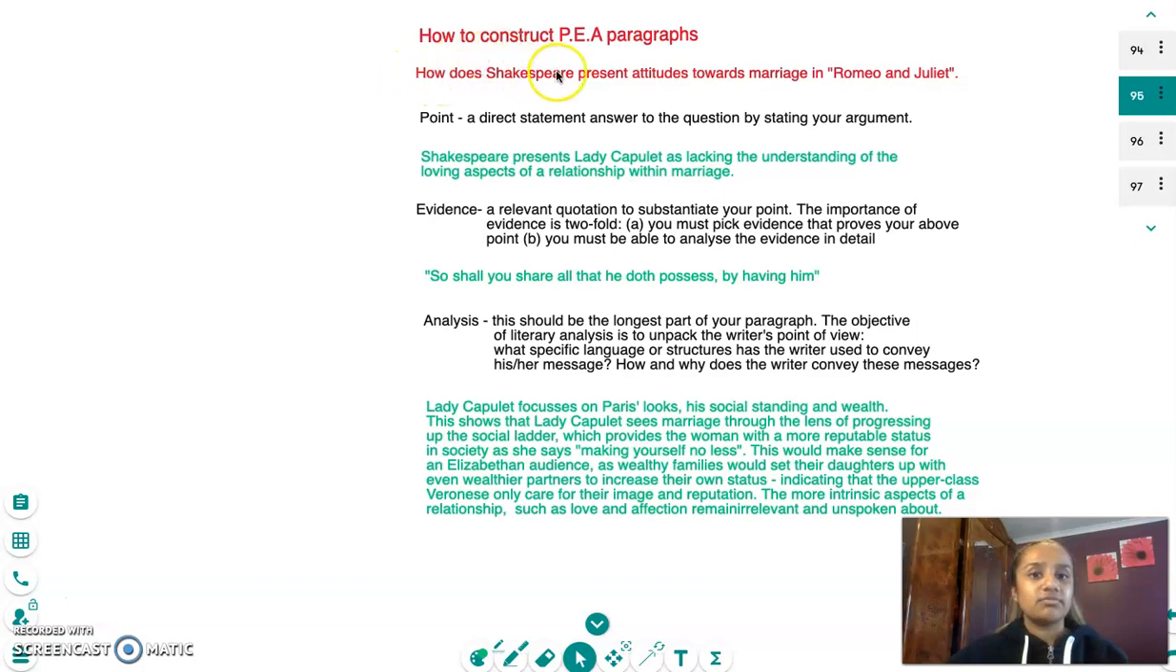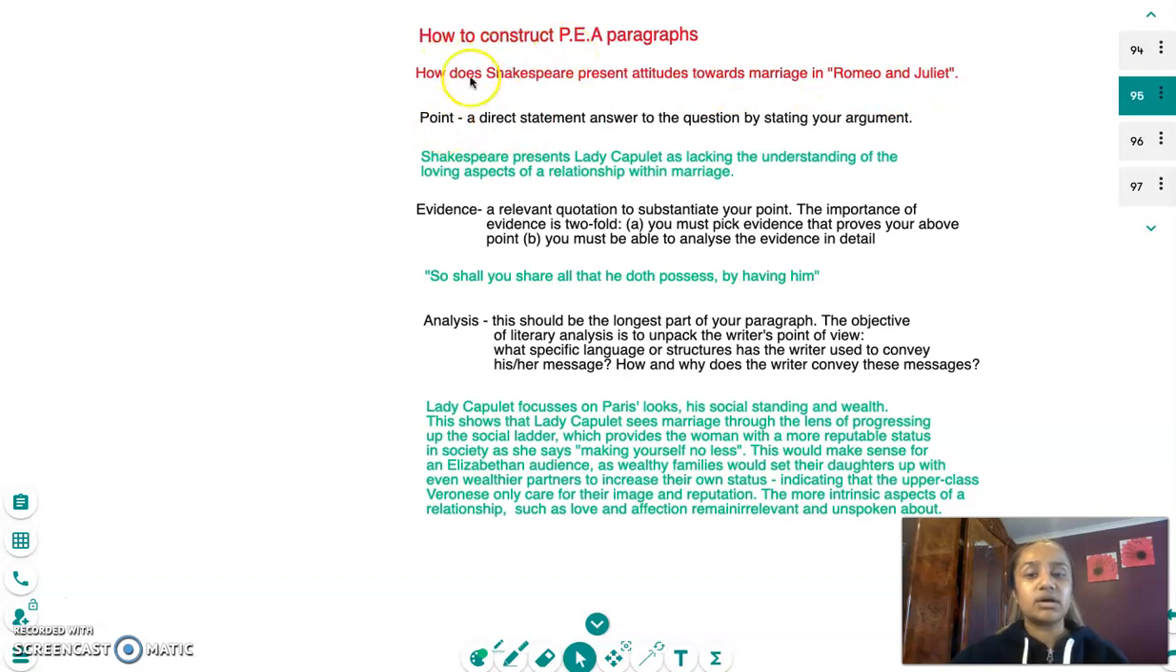To explain what is going on, I've used a typical essay question that comes up in literature. So how does Shakespeare present attitudes towards marriage in Romeo and Juliet? This is a question that I've seen come up time and time again, and I'm going to show you how you can utilize this structure to gain the highest marks possible.